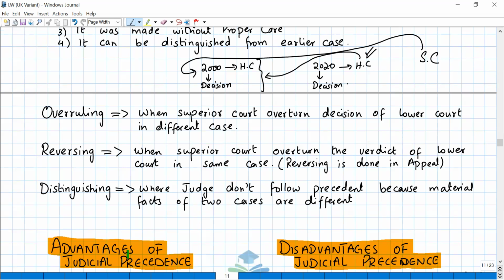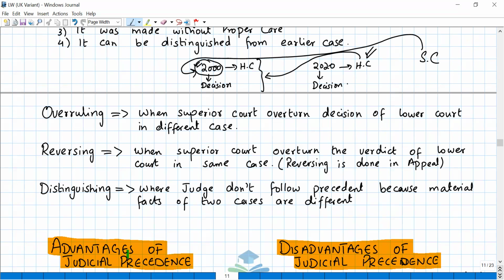Now, what does this mean? I will give you an example. For example, there was a certain case in 2000, and the High Court judge made a decision on that case. Now, in 2020, there was another case that was brought forward. But while making the decision of that case, the previous judge's decision was taken as binding. The case was different. The facts were the same, but it was not the same case.